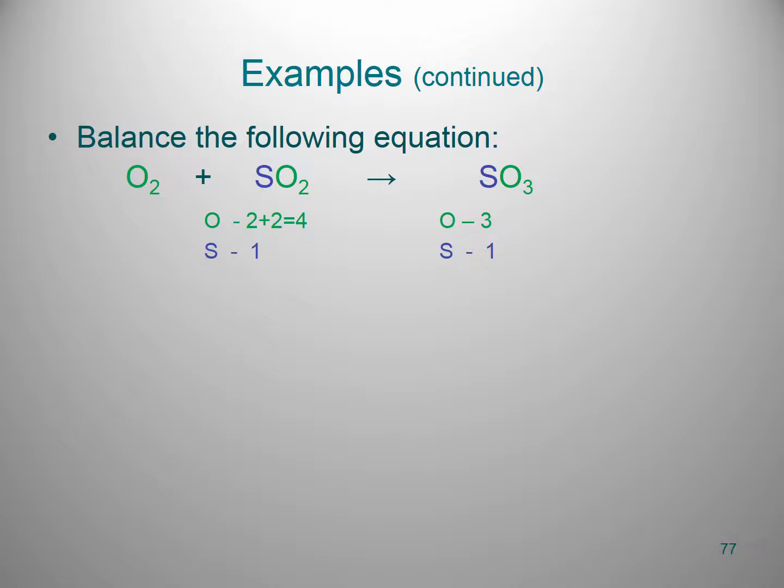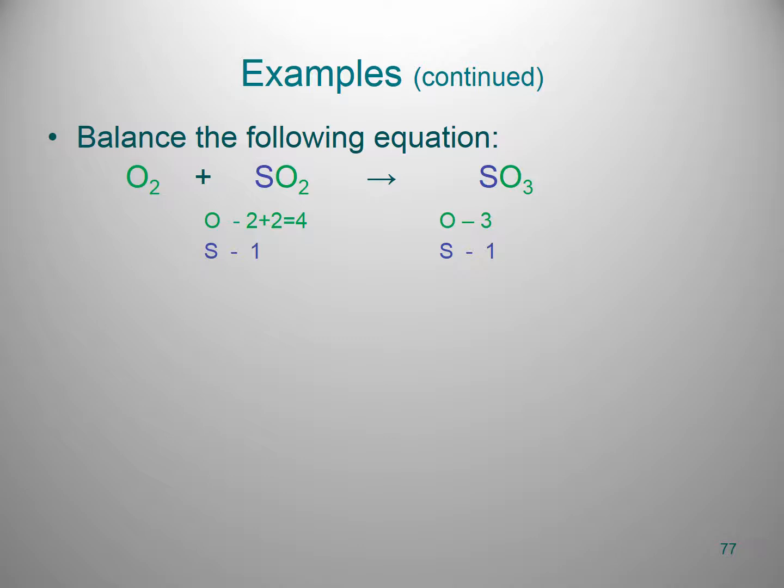All right, balance the following equation. O2 plus SO2 gives us SO3. This one's a little bit more difficult because you're like, well, let's not start with the oxygen because it shows up in 2 places, but the sulfur is already balanced. So there's a couple of ways you can do it.